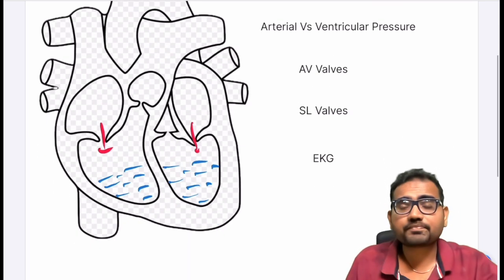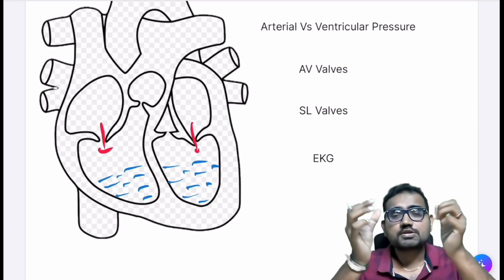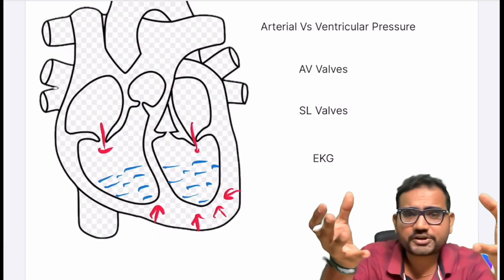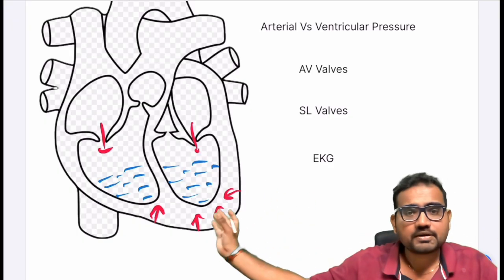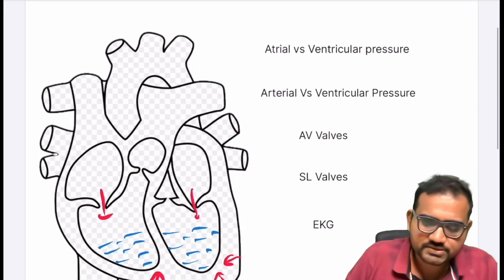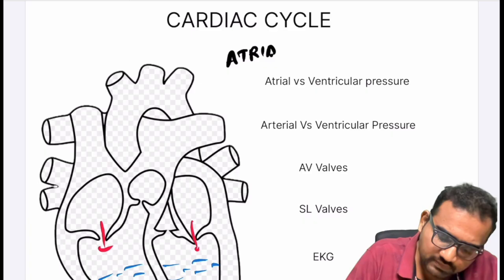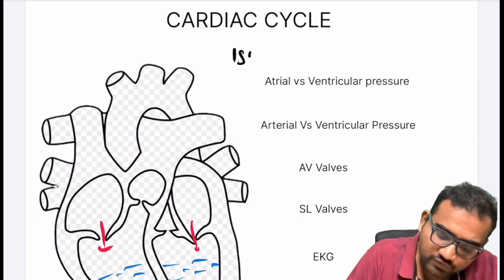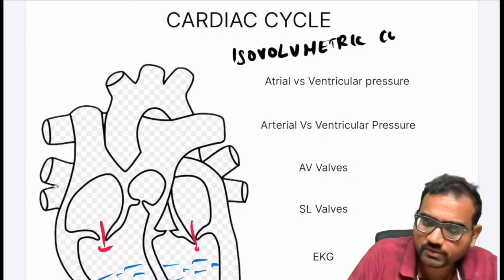And now what happens? The myocardium, the muscles, start to contract. So the contraction of the muscle takes place. When it contracts, the pressure increases. I'm just squeezing this area. Imagine I'm just squeezing here. When I squeeze here, the pressure is going to increase. Sorry, this phase is called isovolumetric contraction.